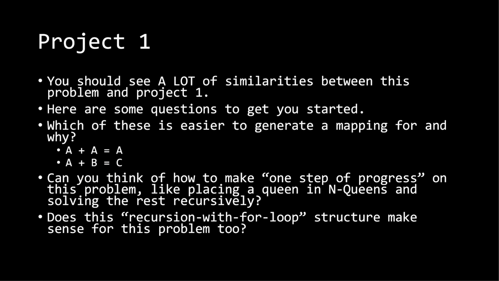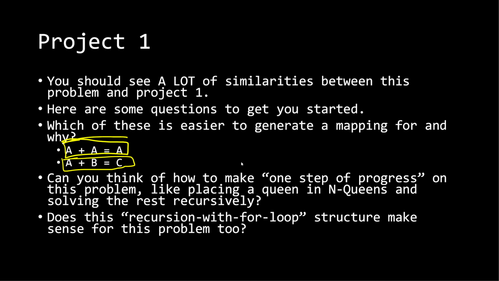Okay, so now what does this mean for your project 1? I hope if you've read the project 1 write-up, you see a lot of similarities now, but here are some questions to get you started if you don't. So which of the two of these equations are easier to generate a mapping for? Think about what it means to generate a map, what a valid mapping looks like for this equation, and what one looks like for this equation. Which one took fewer steps? Which one was easier? So can you think of how to define this problem recursively?